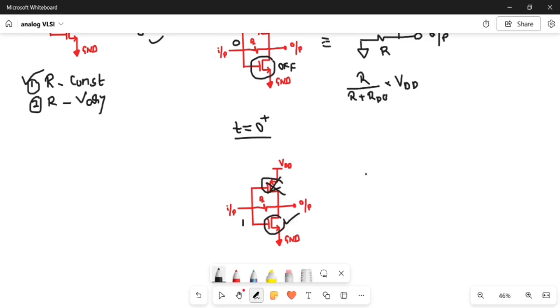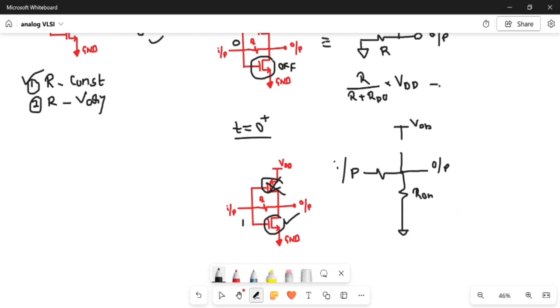The equivalent circuit will be something like this. We have R on of N, and this is ground. This is the output. The upper part will be removed because it is an open circuit, since the PMOS is off. This will be the input.